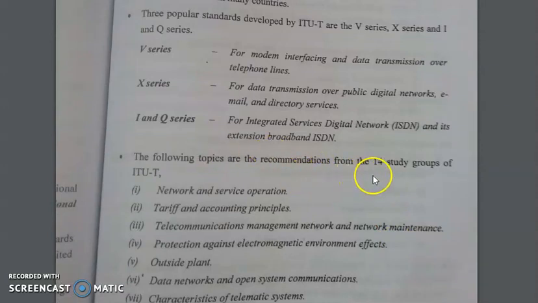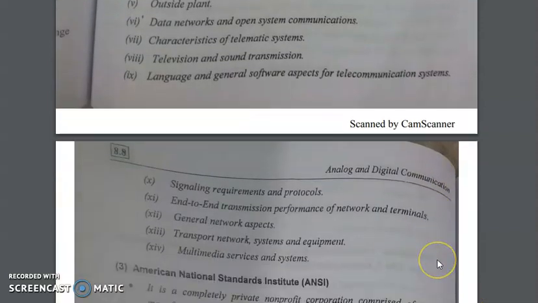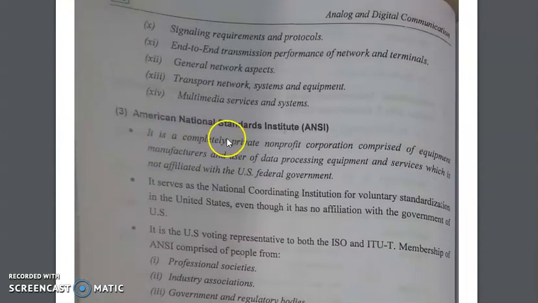The following topics are recommendations from the 14th study group of ITU-T: network and service operation, traffic and accounting principle, telecommunication management network and network maintenance, protection against electromagnetic environment effect, outside plant, data network and open system communication, characteristics of telematic system, television and sound transmission, language and general software aspects for telecommunication system, signaling requirement and protocol, end-to-end transmission performance of network and terminal, general network aspects, transport network system and equipment, multimedia servers and system.